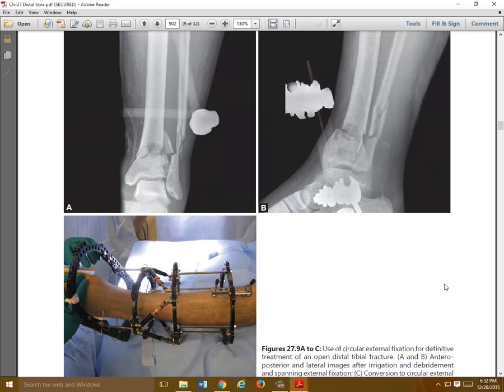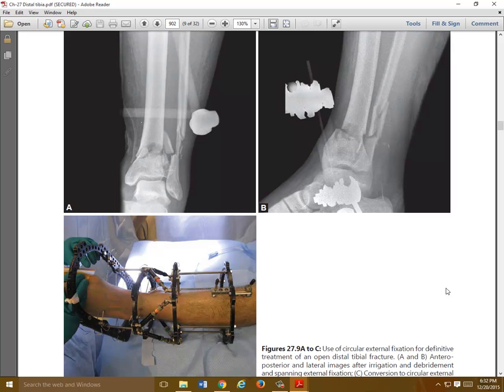Talked about circular fixation in the plateau. Remember, circular fixation is an option in the pilon as well. Remember, it's an area where you can get into a lot of soft tissue problems. Plates can get infected if you're not careful, so not a bad place to consider using circular fixation.